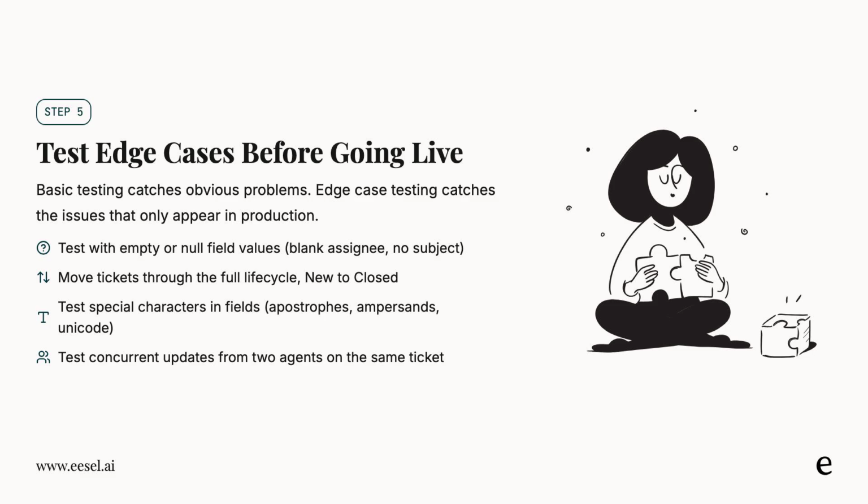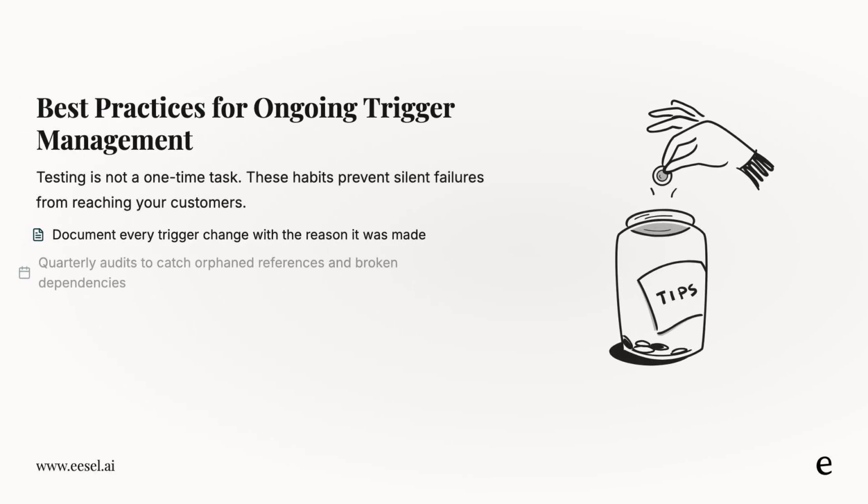Once basic testing passes, push the trigger into edge cases. What happens with an empty assignee field? Does it break on special characters like apostrophes or Unicode? Move tickets through the full lifecycle from new to closed, and test what happens when 2 agents update the same ticket simultaneously.